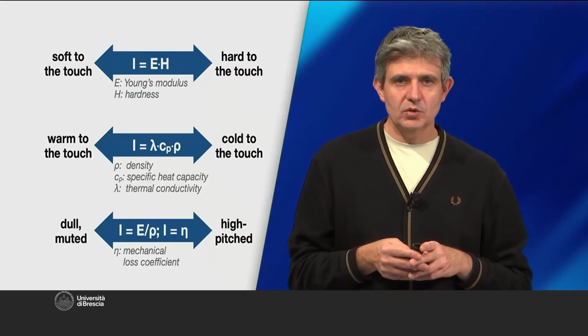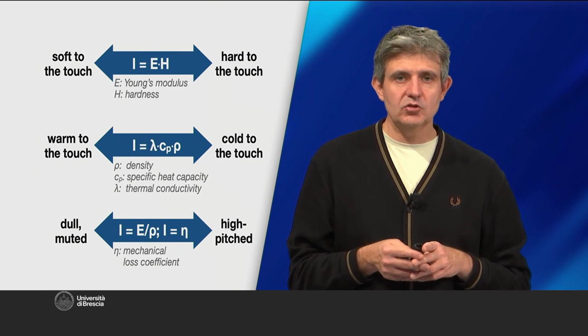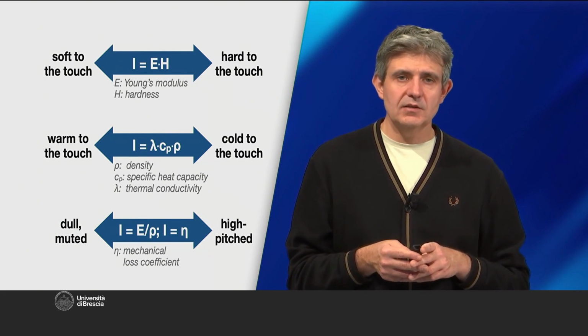In any case, some sensory aspects of objects can be linked to the properties of the materials, and there are indicators that can describe this type of performance as well. For example, the sensation of softness or hardness to the touch can be described using a material index that combines stiffness and hardness.